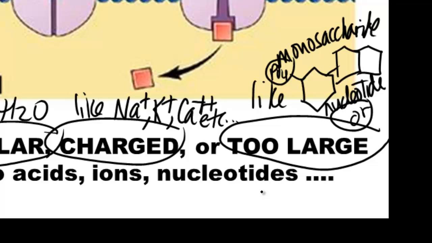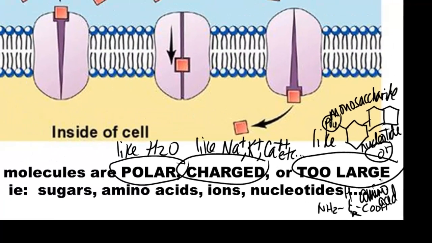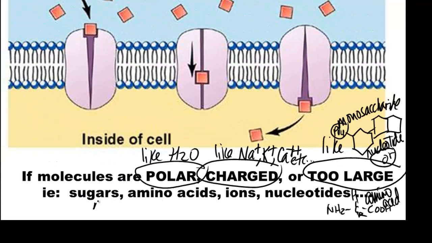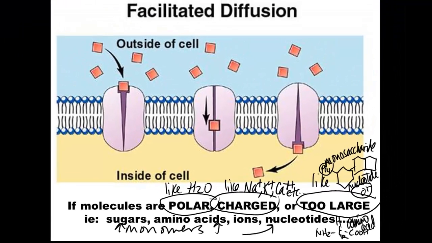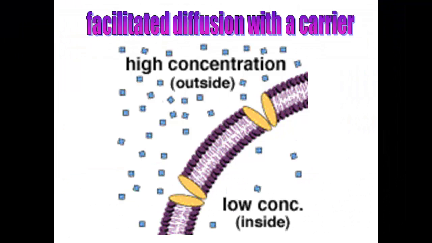And lastly, if you had a carbon attached to an amino group and a carboxyl group, a hydrogen and an R group, then you've got an amino acid. And amino acids are another monomer that move this way. So sugars, amino acids, nucleotides are all the monomers that move with the help of a protein, and of course ions and water as well. And this is still the same as diffusion, so you're moving from a high concentration towards a low concentration.